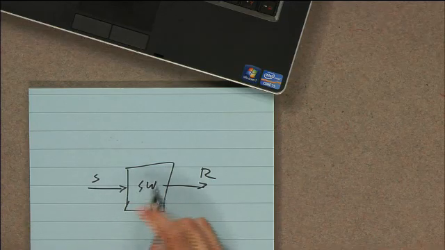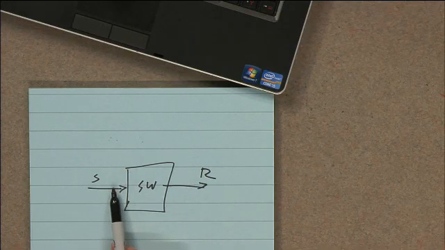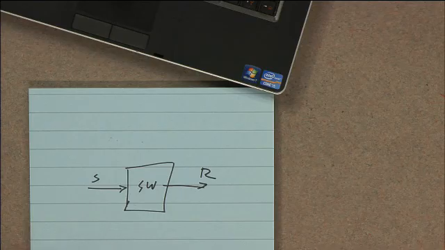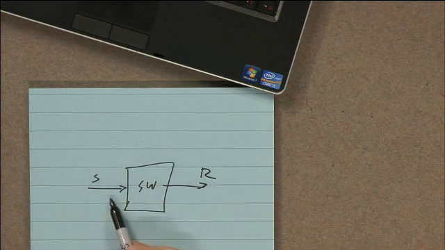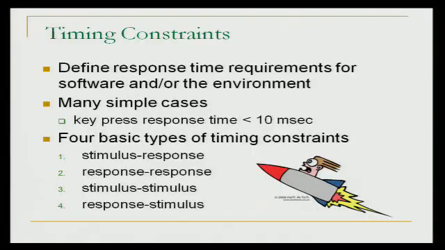What I'm trying to explain to you is that there's a relationship between when you get stuff in and when you have to put stuff out. One good approach to having a discussion on timing requirements is to talk about all the relationships between the inputs and the outputs. So let's go see what that means. The four different possible types are shown there.